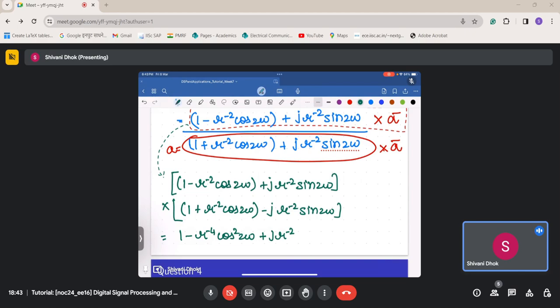So if I just look at the real part of this quantity, then this will be this thing multiplied by this thing. If this thing gets multiplied by this thing, it will be imaginary. If this thing gets multiplied with this thing, it will be imaginary. So the cross terms will give me an imaginary thing, and this thing multiplied by this thing will give me a real quantity. So then I'll have plus r to the power minus 4 sine square 2 omega.